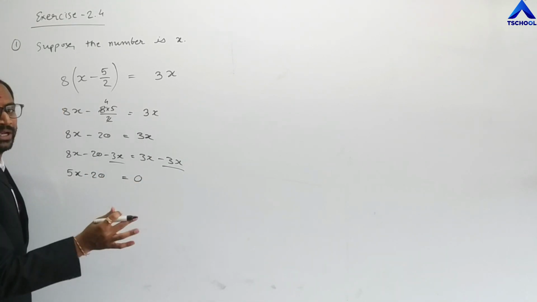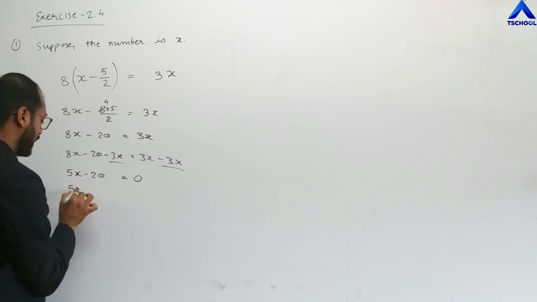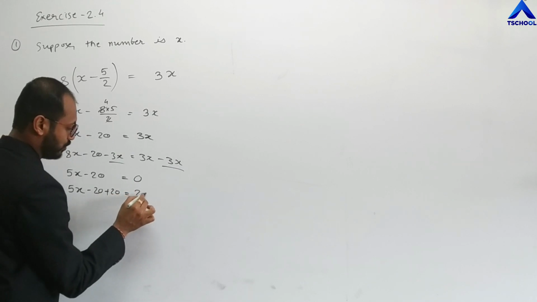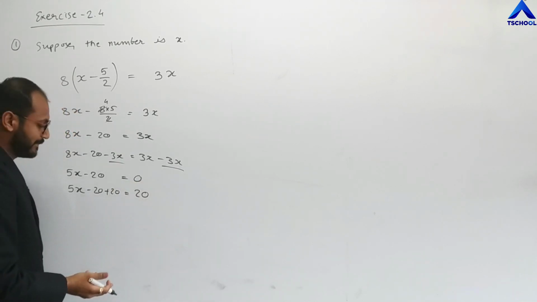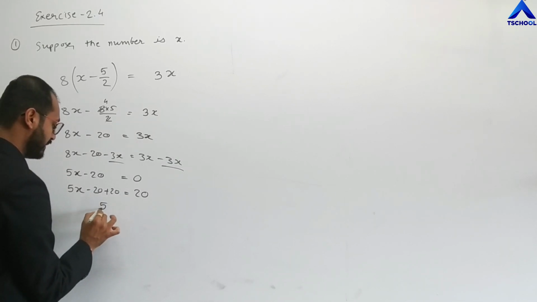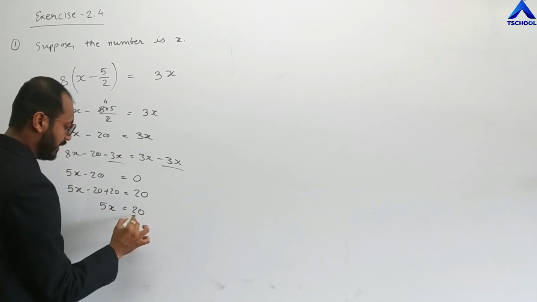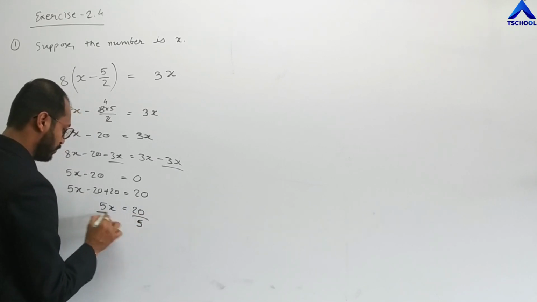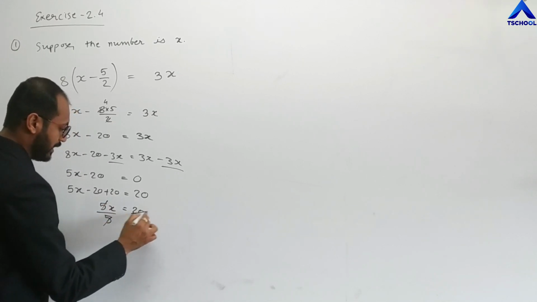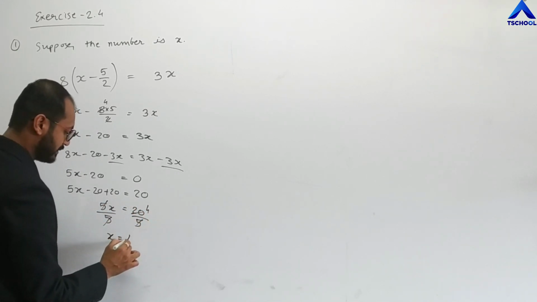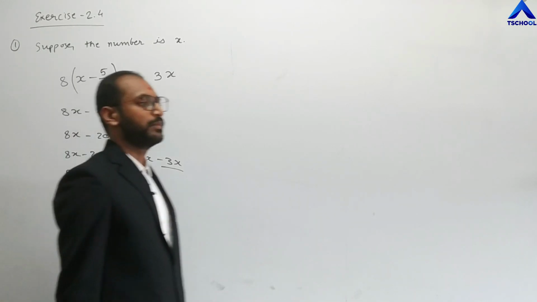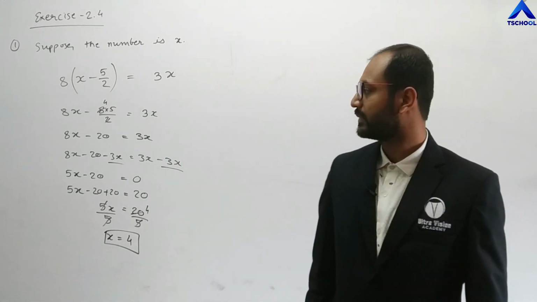Now let me add 20 on both sides. Here remaining 5x minus 20 plus 20 equals 20. 0 plus 20 gives 20. We are adding 20 on both sides. This is 0. So the remaining thing is 5x equals 20. Let me divide by 5 on both sides. Here 5 will be cancelled and 5 4s are 20. So x equals 4. So the supposed number is 4. Clear?